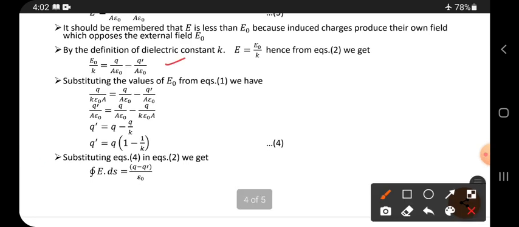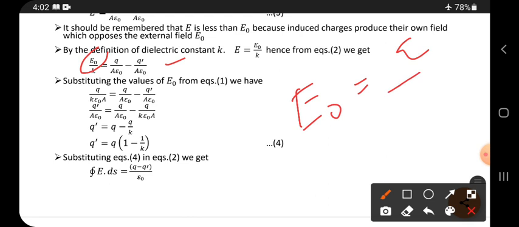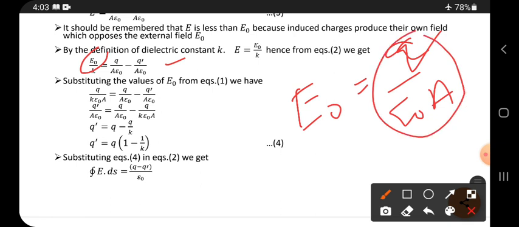And this is the electric field without dielectric. We have already derived it: E naught is equal to q by epsilon naught into A. So substitute this q by epsilon naught term here. Already K is there, so we get q by epsilon naught K, and these two are as they are here.